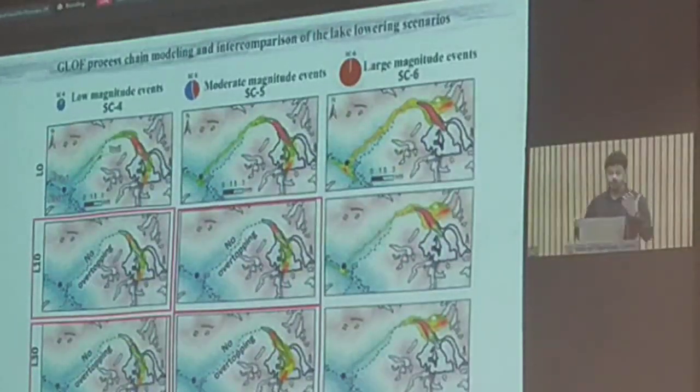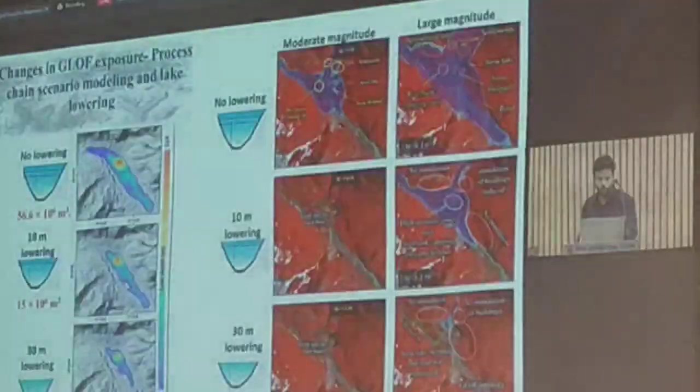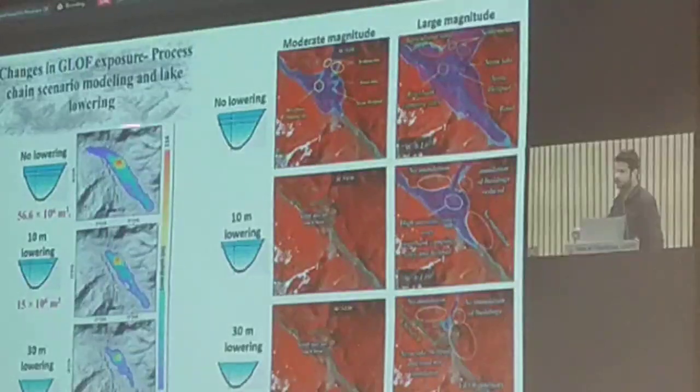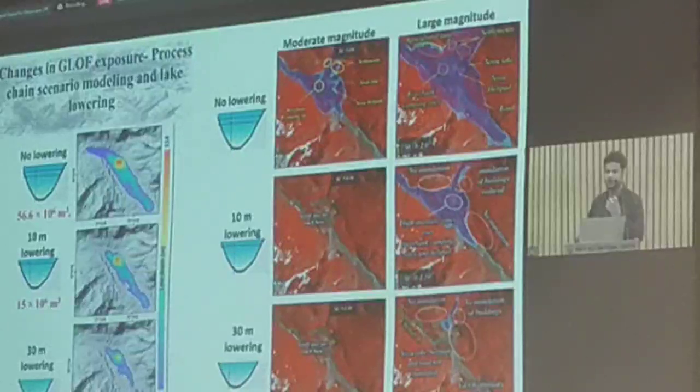But again, when we are considering large magnitude events, you can see these are low magnitude and moderate magnitude events. In the large magnitude events, there is overtopping of the water, but the risk in the Sissu village is significantly reduced. Now let us look into what is happening. So this is the lake before lowering, 0 meter lowering, there is no lowering. With 10 meter lowering, we see that the lake looks something like this. And by 30 meter lowering, we see that the lake has shrunk a lot.